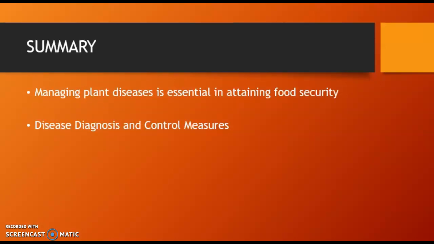In summary, we looked at what plant diseases are, and the two major diseases affecting pumpkin in the region, which are one, gummy stem blight, and two, downy mildew. We looked at their symptoms and signs, and we also examined some control strategies in managing the diseases.